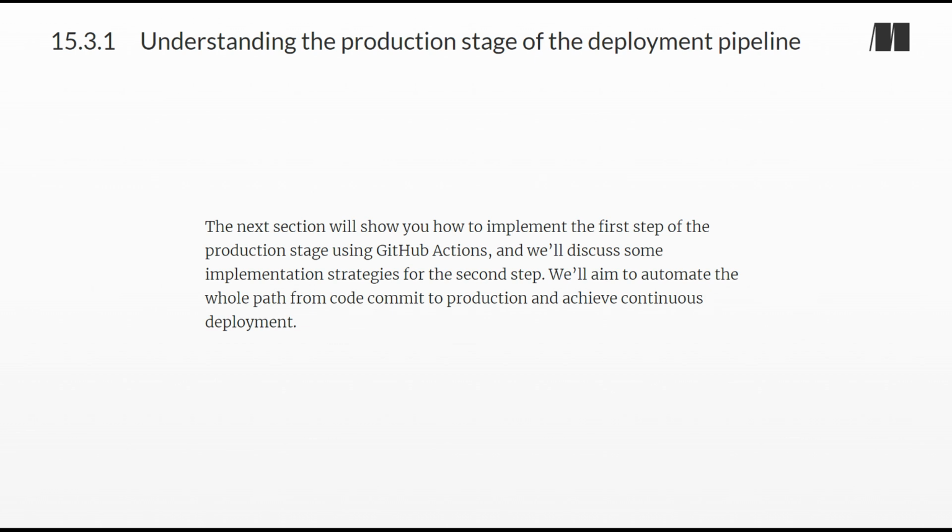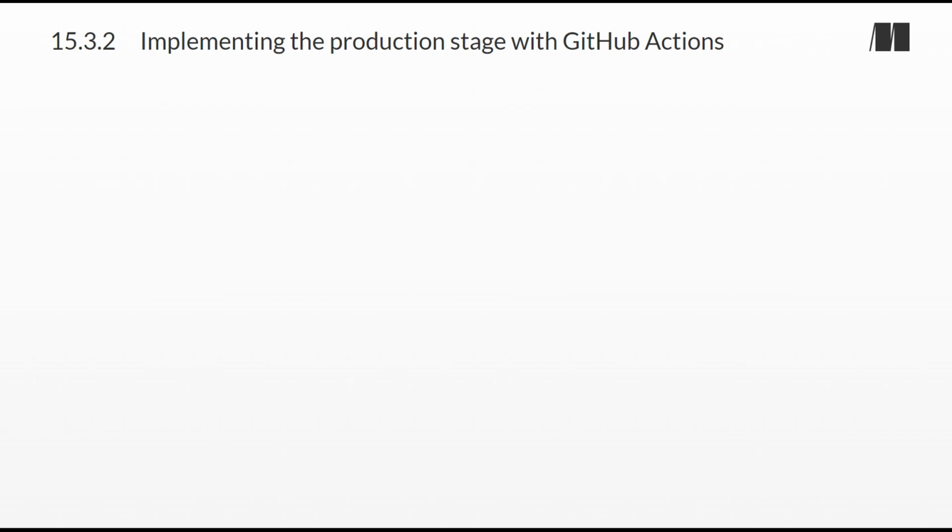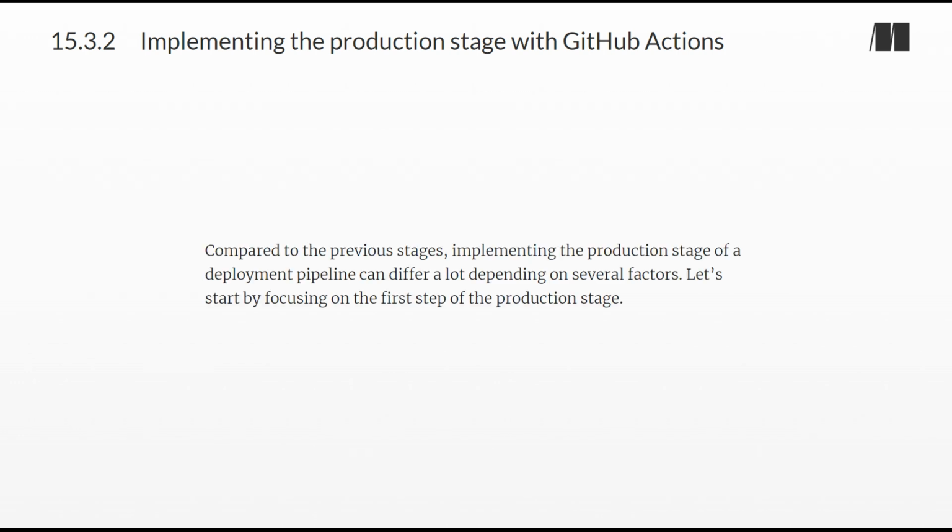The next section will show you how to implement the first step of the production stage using GitHub Actions, and we'll discuss some implementation strategies for the second step. We'll aim to automate the whole path from code commit to production and achieve continuous deployment. Section 15.3.2, Implementing the production stage with GitHub Actions. Compared to the previous stages, implementing the production stage of a deployment pipeline can differ a lot depending on several factors. Let's start by focusing on the first step of the production stage.